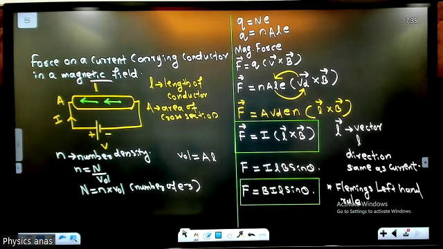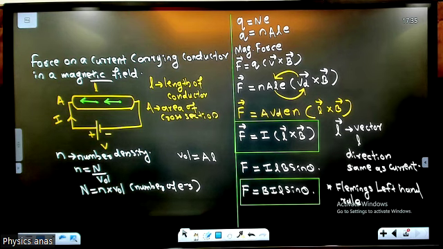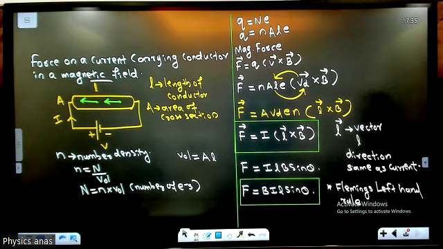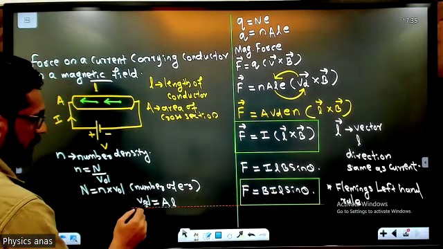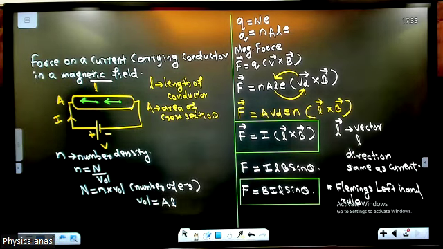That's L. L is the length of the conductor. A is the area of cross section of the conductor. And we are applying a voltage to the conductor also. Then what is n? Small n is the number density or electron density. It will be capital N by volume, and capital N will be small n into volume. That is the number of electrons. And volume is area into length.